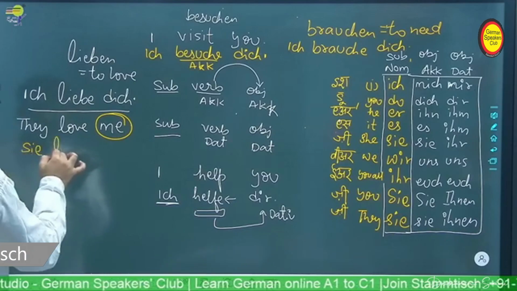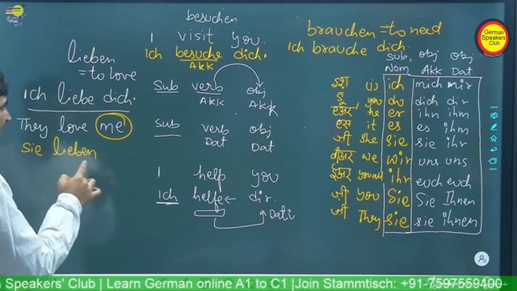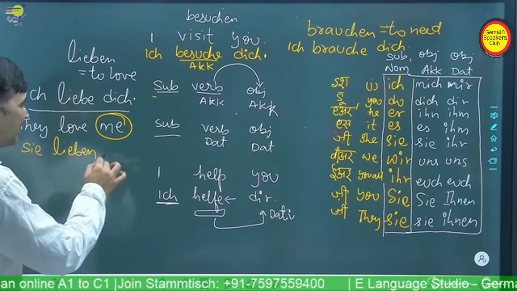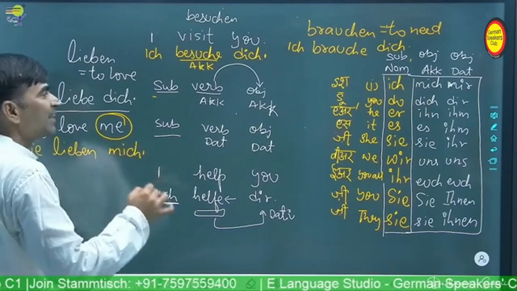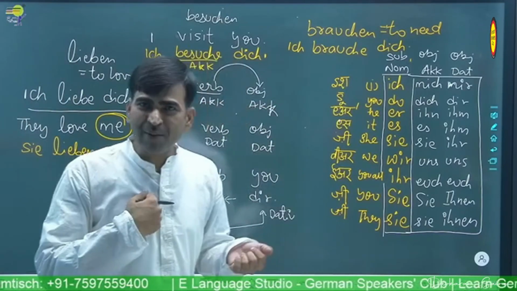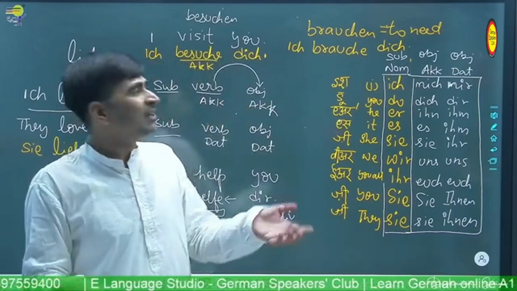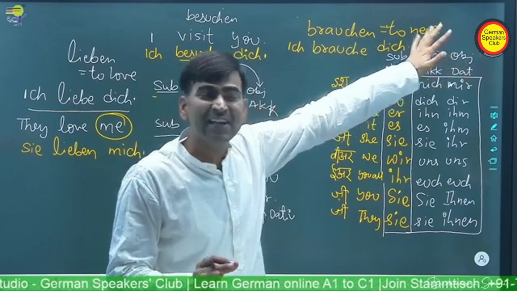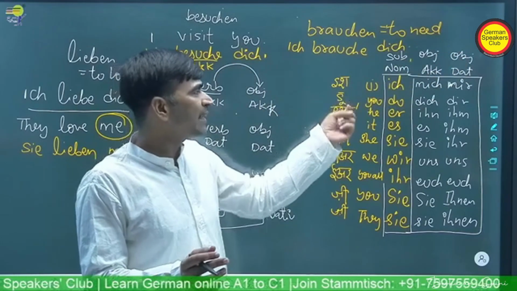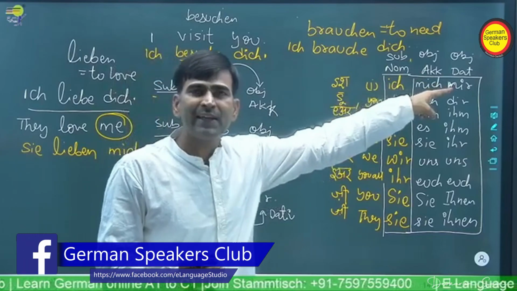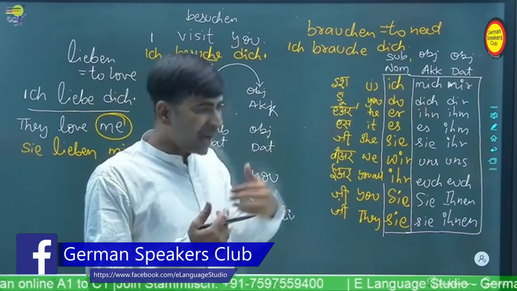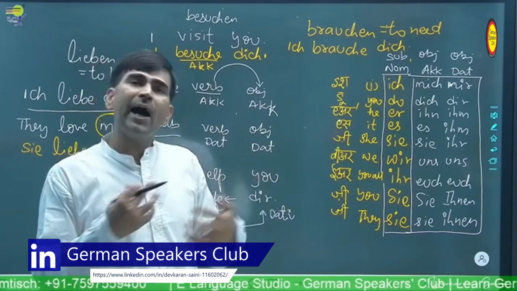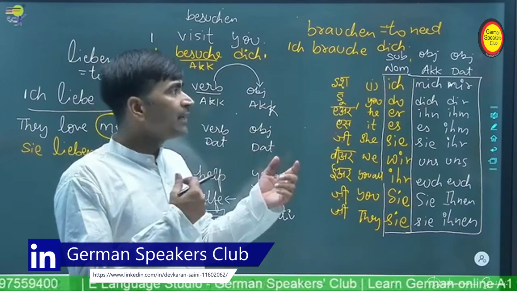Alright? They love me. If I have to give you a sentence, they love me. Let's see, how do you make this one? So they're loving me this time, right? They love me. So sie lieben, but the verb is accusative, and me will become, I, me, to me, mich. Why mich? Because they love me. When I'm saying me, I'm talking about I.